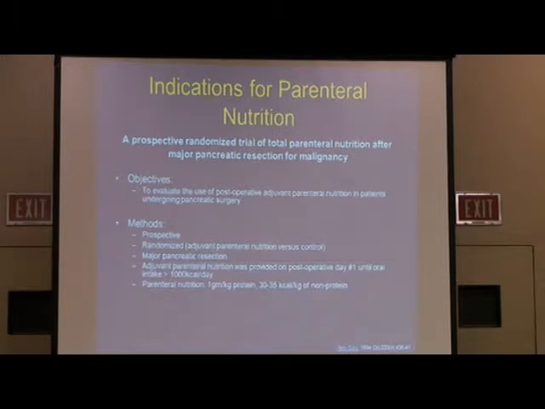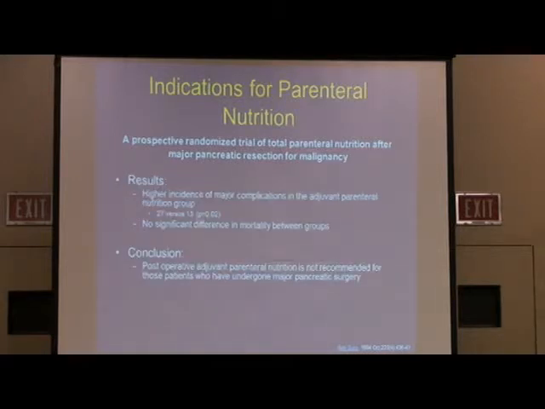So to gain some perspective, if you're not used to doing this very much, the protein is not a ton for someone who just had major abdominal surgery, but the non-protein calories, that's a pretty good amount of non-protein calories.